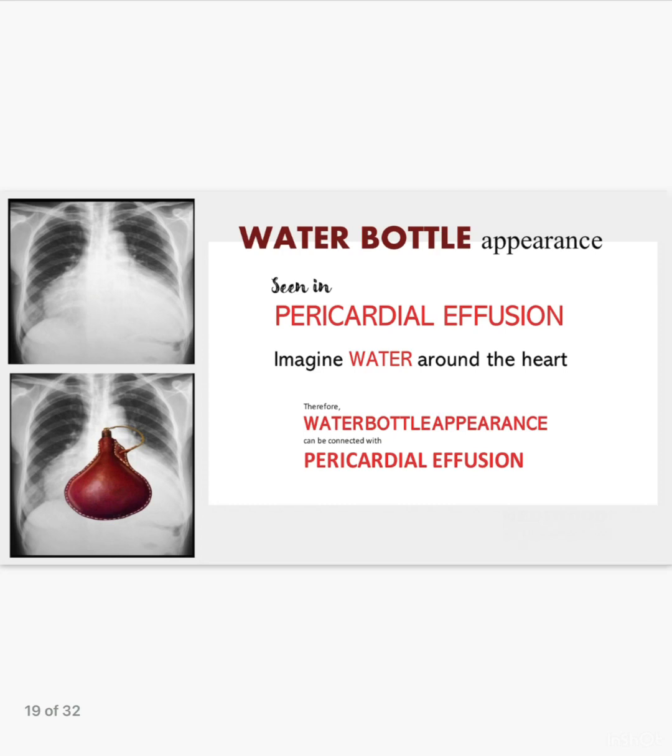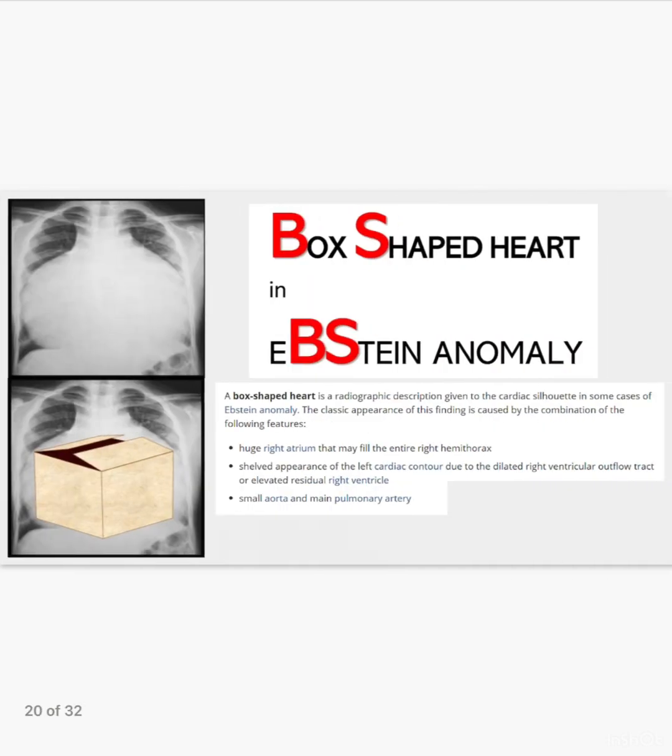Then this one, if you look, guys, this looks like a water bottle or money bag appearance that is seen in your pericardial effusion. Now moving on to the next one, this looks like a box shaped heart. This is seen in your Ebstein anomaly, again important, and this Ebstein anomaly is due to lithium toxicity if taken in pregnancy. Again an MCQ that may be tested upon.